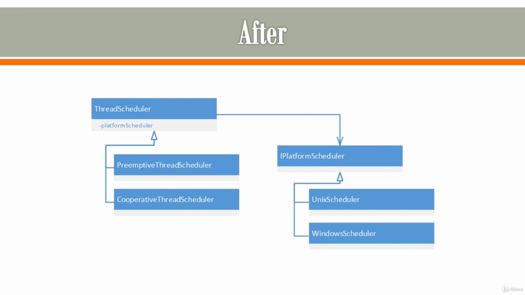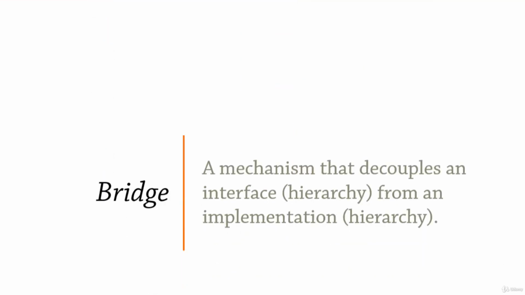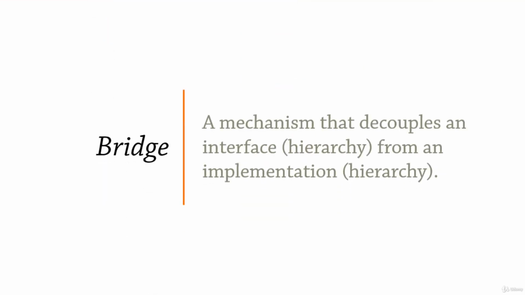So you can see that instead of using inheritance all the way and getting a sort of binary or n-ary tree of inheritance as you grow in terms of variety, what you do is use aggregation instead. And that's what the bridge pattern is ultimately all about. So the bridge is quite simply a mechanism which allows you to decouple an interface, or indeed an interface hierarchy, from an implementation, or indeed an entire implementation hierarchy.